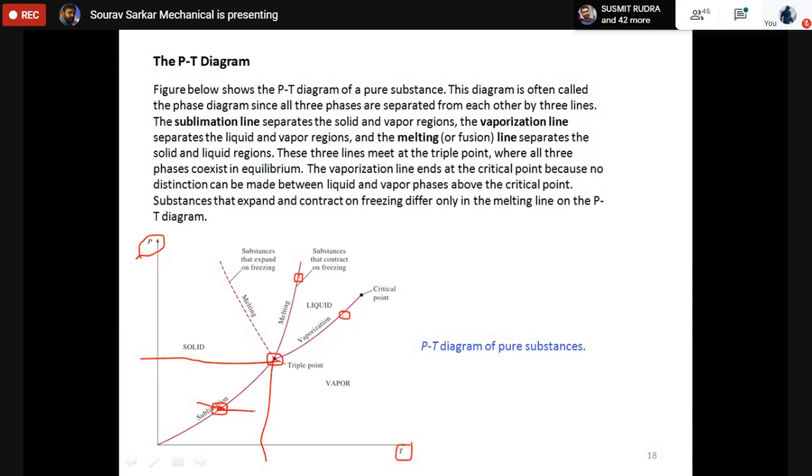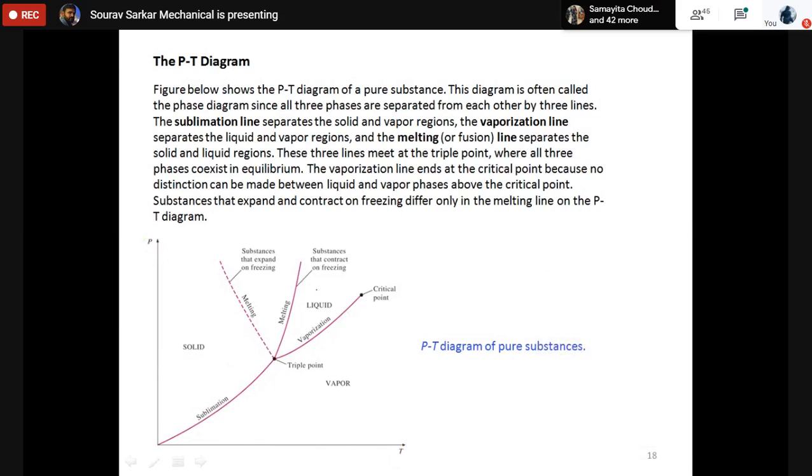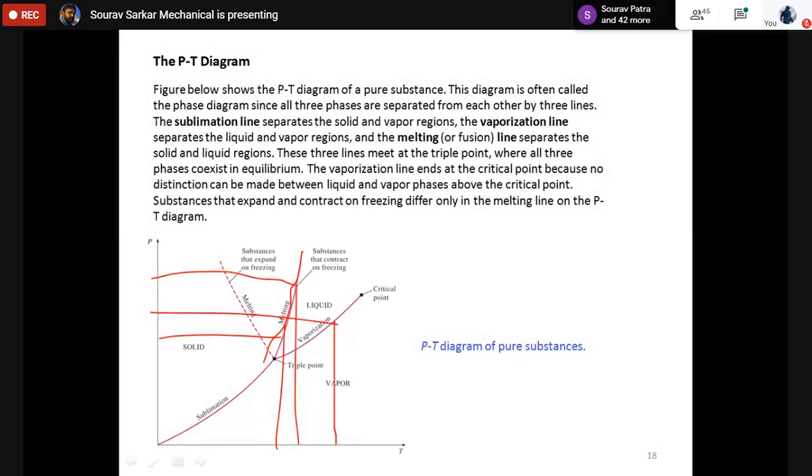So what further information can I extract from here? This line represents the boiling temperature, the melting temperature. For every pressure there will be a melting temperature. Similarly, for every pressure there will be a boiling temperature.